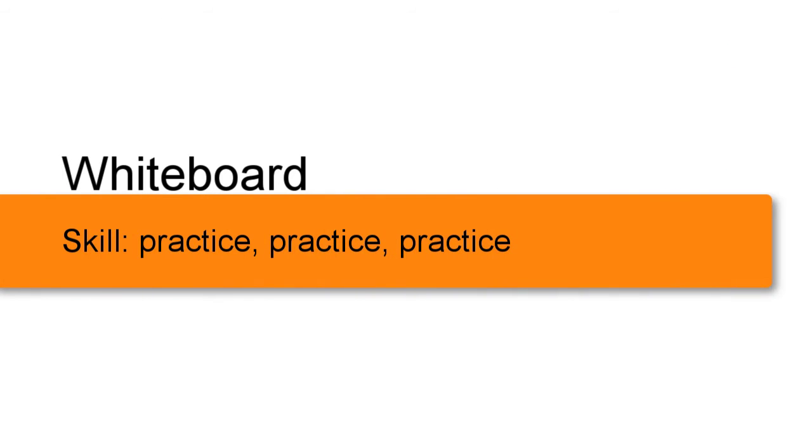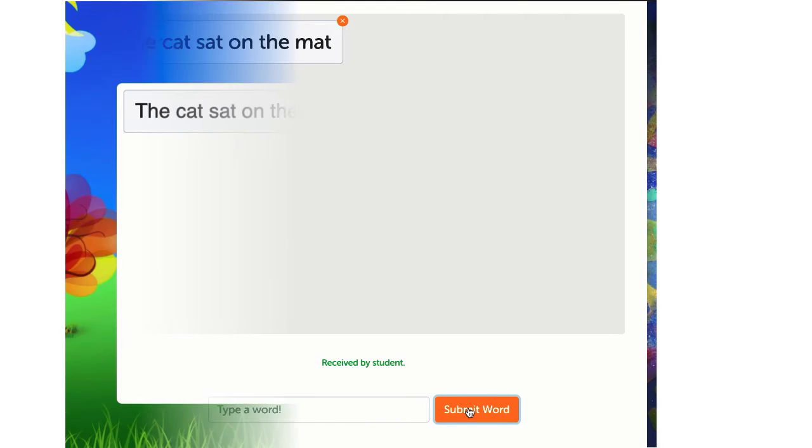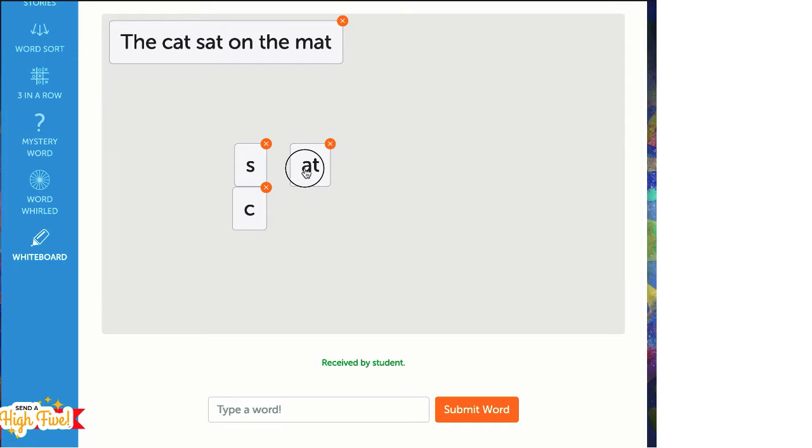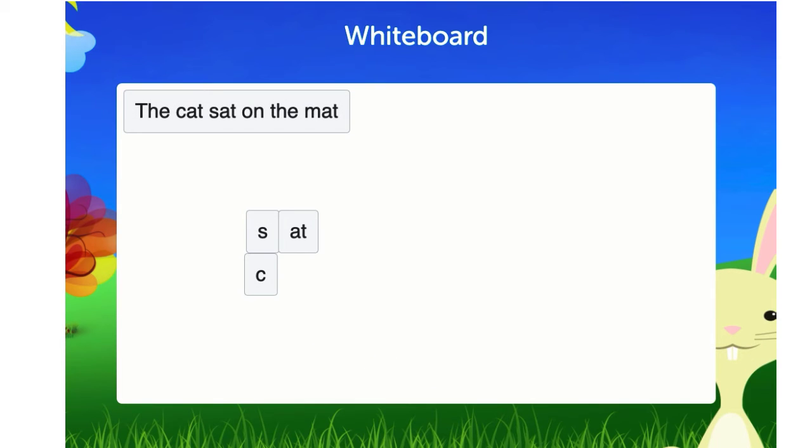The whiteboard simulates a magnetic board and is great for practicing spelling, difficult words, or making up fun sentences. Type a word or phrase in the field at the bottom of the screen. When you click Submit Word, your student will see the same word or phrase on their screen. You can also move words and phrases around by dragging anywhere on the board. Why not make up a story together each week?